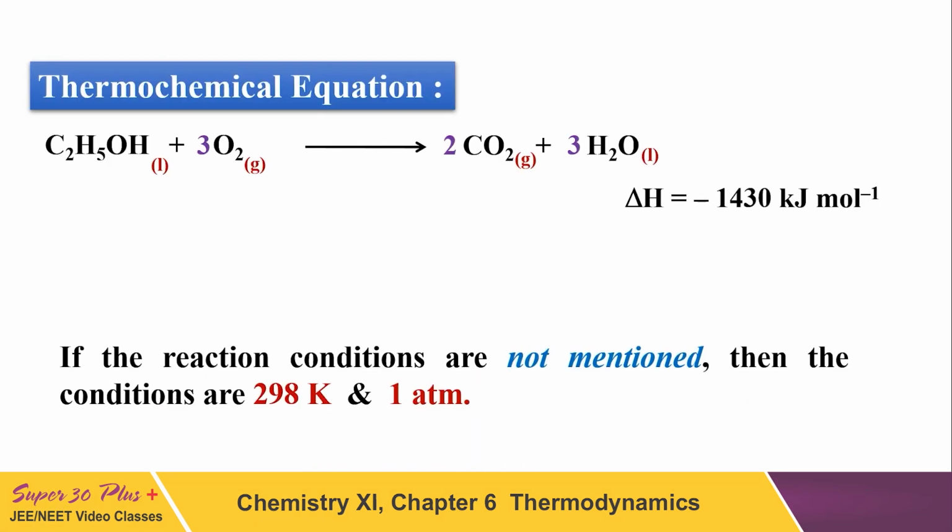In any chemical equation, students, suppose you see an equation given in the question, and the reaction conditions are not mentioned, that is, neither temperature nor pressure is mentioned, then by default we consider these conditions as 298 Kelvin and 1 atm. Pressure should be 1 atm and temperature should be 298 Kelvin if nothing is given. And if something is given, then definitely you have to consider whatever is given.